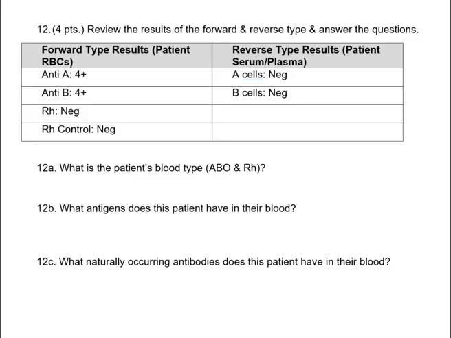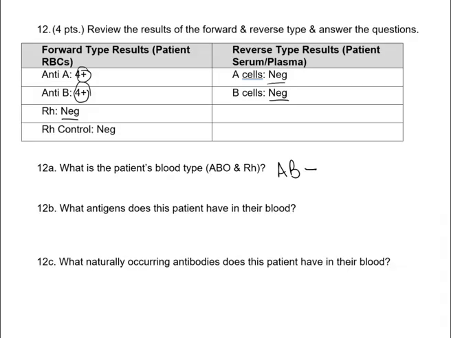Now let's look at our last example, number 12 on this worksheet. Again, we're reviewing the results of the forward and reverse type, and we're going to determine the patient's blood type. We have a 4+ reaction in the anti-A, a 4+ reaction in the anti-B. So that automatically triggers us to start thinking AB blood type, and it is confirmed in the reverse with the opposite reaction. In our RH, our reaction is negative, so this would be an AB negative person.